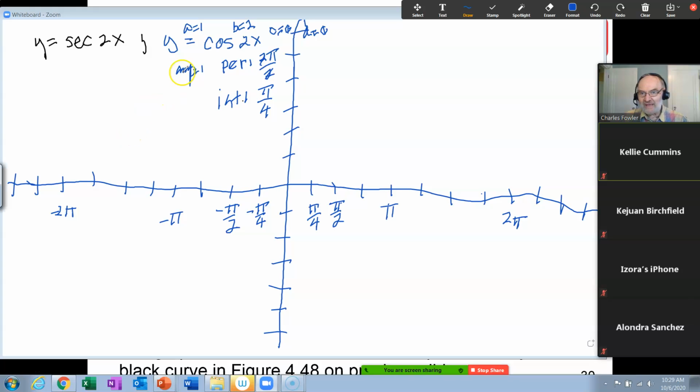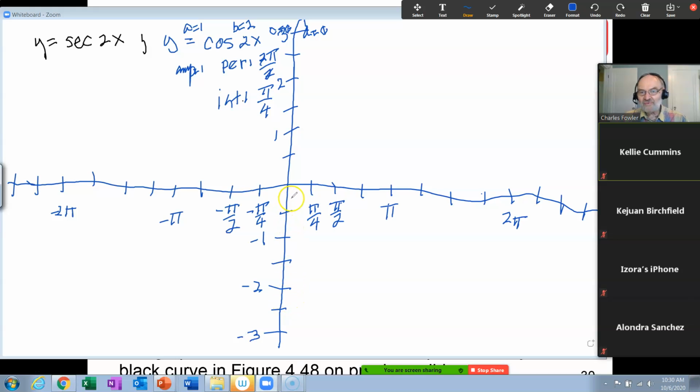Since we're doing cosine, cosine usually starts at the max, right? I didn't mark my scale here. Where is my pen? There it is. Because they're so close, I'm just going to put this as a 1, a 2, and a 3, and a minus 1, minus 2, and minus 3.